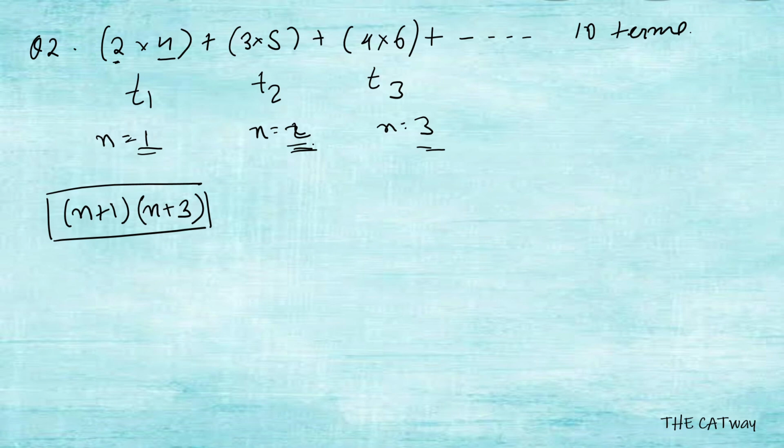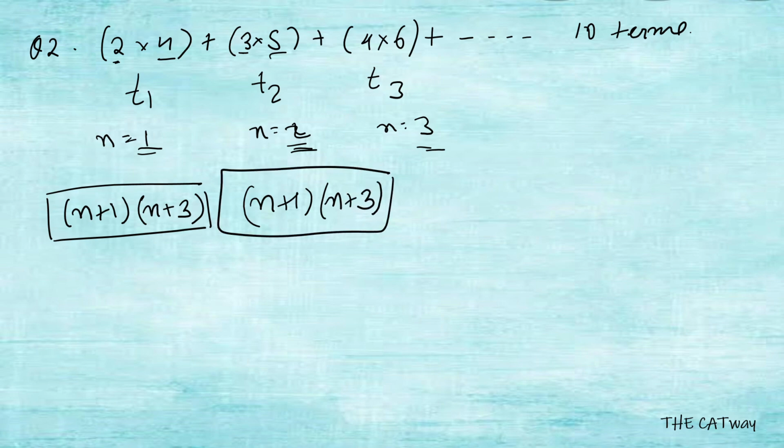So for the second term, n is equal to 2. 3 can be written as 2 plus 1, that is n plus 1. Then 5 can be written as 2 plus 3, so n plus 3. Now they both are the same, so we are pretty much confident that this would be the series. Let's confirm it for the third term and then we'll go to the solution.